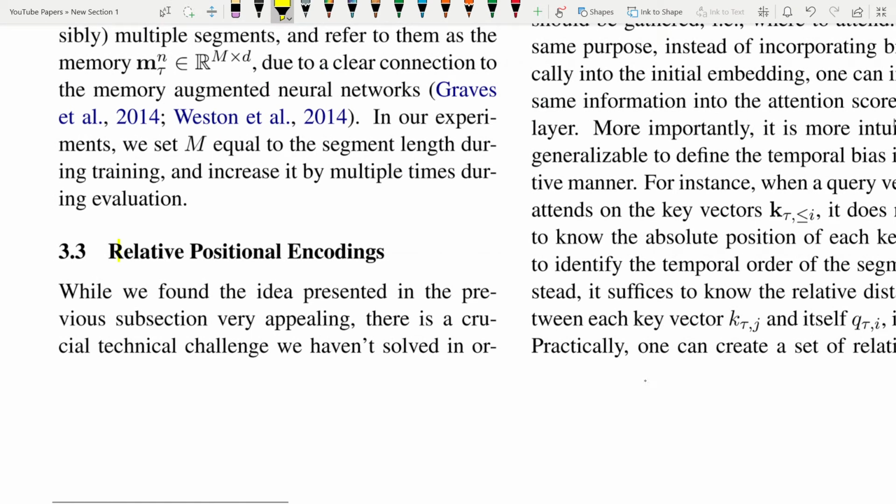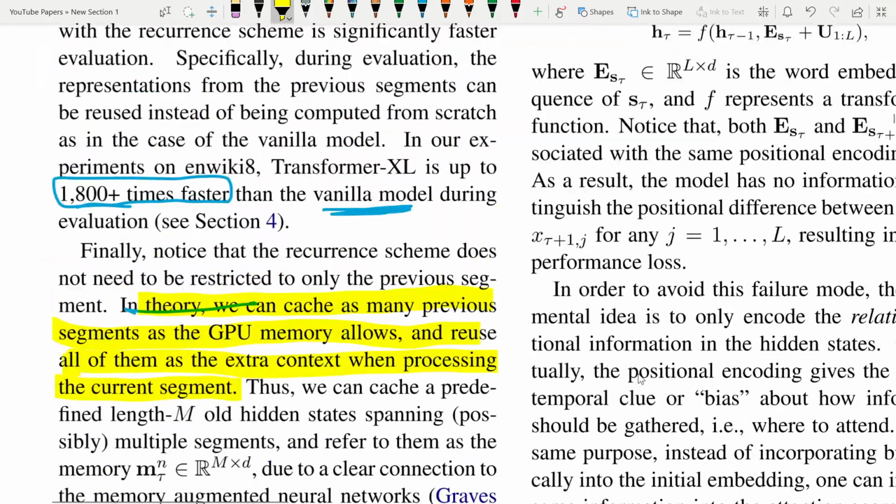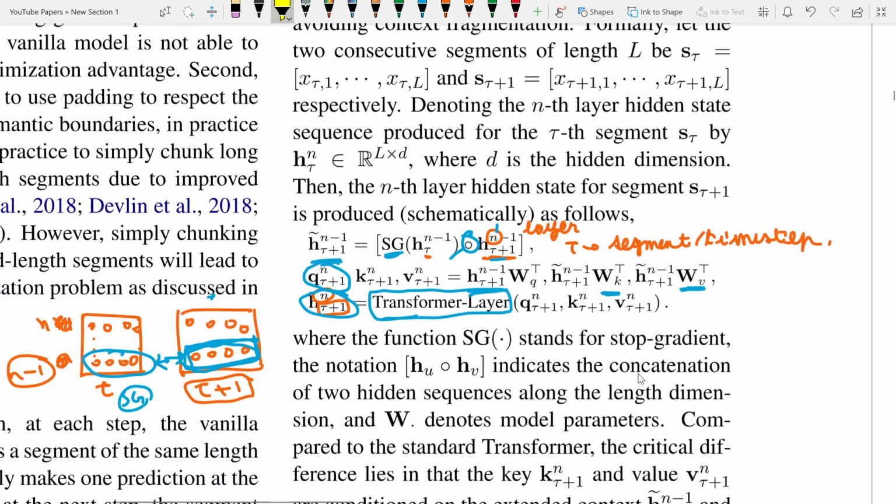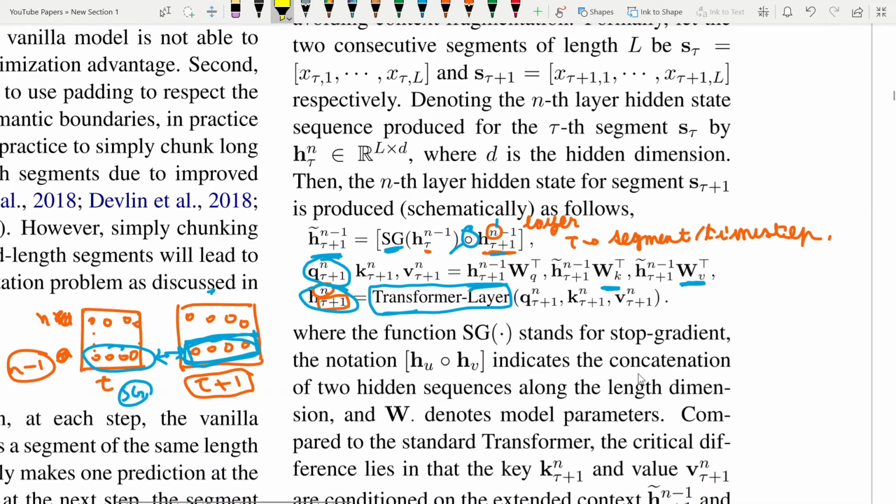Now, coming to another point. It's not exactly an advantage, it's more a consequence of using this sort of recurrence between the segments. If you consider this particular equation over here, you are using time steps tau plus 1 as well as tau. Two segments are being used at a time.